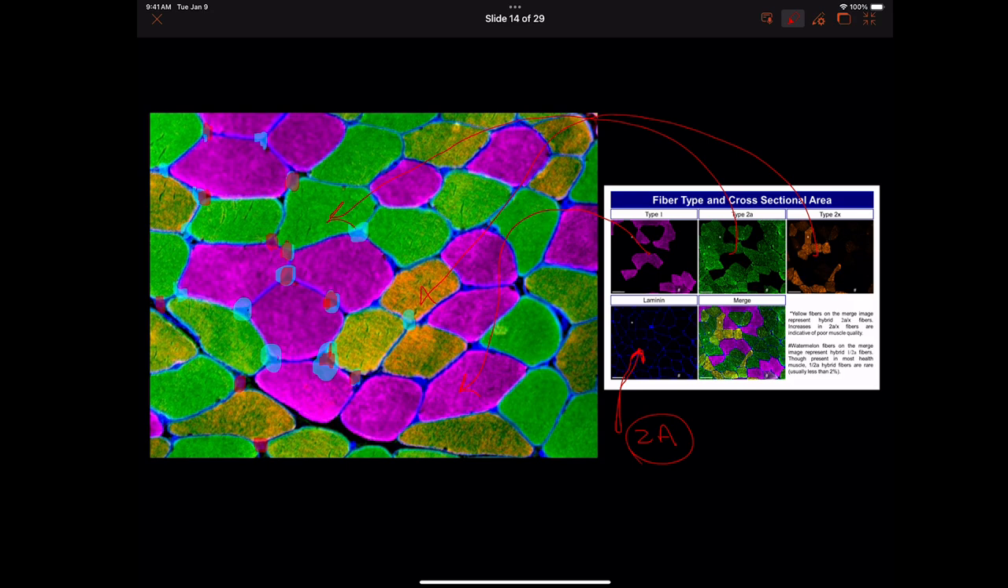So again, just beating a dead horse, just kind of wanted to show you how these muscle fibers look. And this is inside of a single fascicle, right? So when we look into a muscle fascicle, they contain multiple fibers. And not only are these multiple fibers, but there's multiple fiber types.